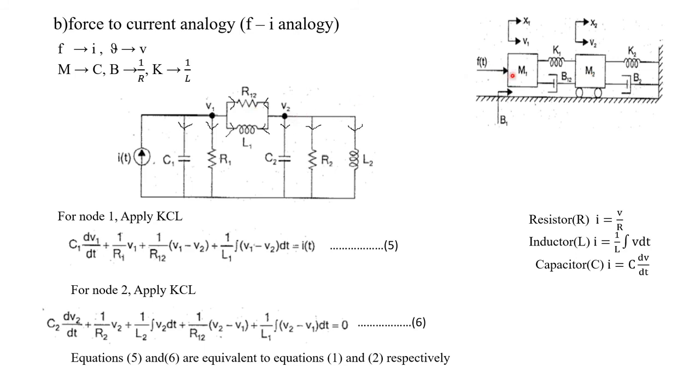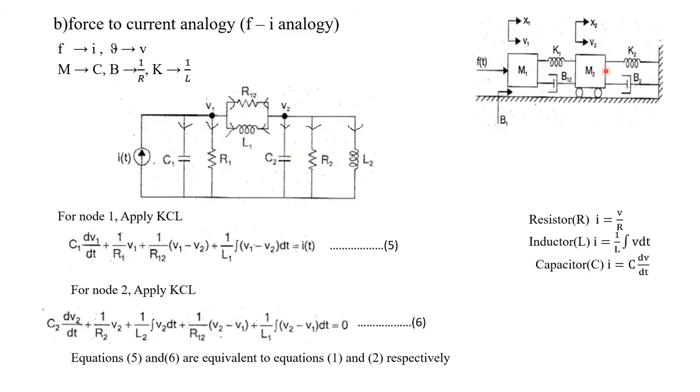Suppose if you are having a force here for mass M2, here you have to connect the current source. And it should be towards the node. The direction of current should be towards the node like this. But here we are not having any force, so there will not be any current source here.